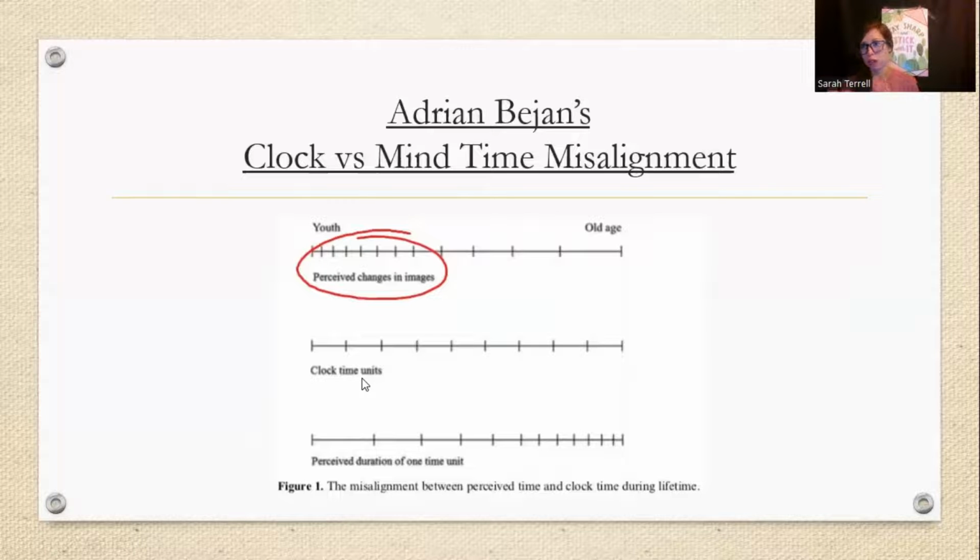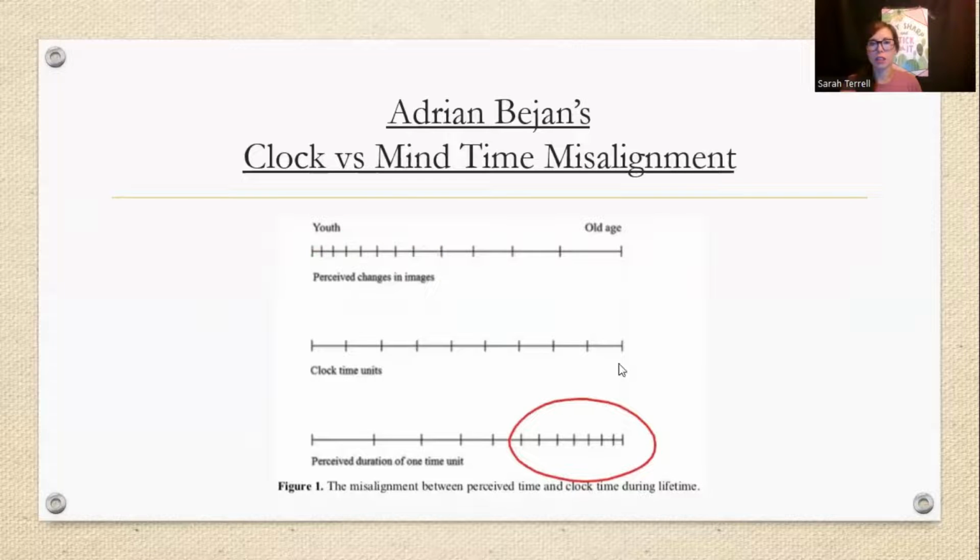This is just how time is actually moving, regardless of how we feel it's moving. And so that's very stationary, and we can see that each unit of time is equally spaced out throughout the course of our life because clock time isn't changing.